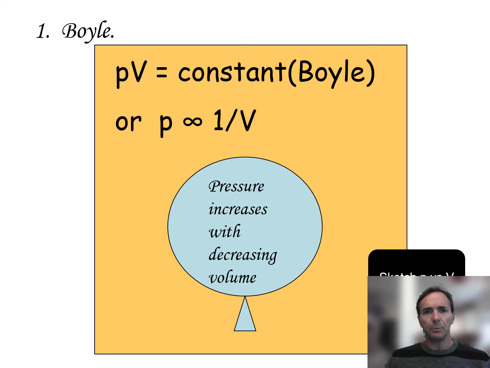Okay, so when we look at the different gas laws, we can sort of split it up. So PV equals nRT. Behind my head it says sketch P versus V. In other words, what is the relationship between pressure and volume? Now, Boyle's law says that pressure times volume is a constant, so therefore pressure is proportional to 1 over V.